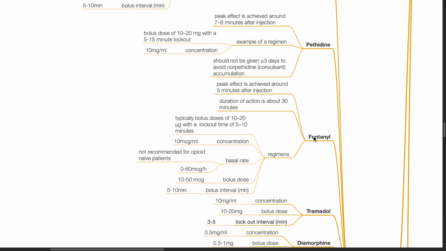Fentanyl. Peak effect is achieved around 5 minutes after administration. Duration of action is about 30 minutes to 1 hour. Regimens: typically bolus doses of 10 to 20 mcg with a lockout time of 5 to 10 minutes. Concentration is 10 mcg per ml. Basal rate is not recommended for opioid-naive patients. However, if used, it can be run at 0 to 60 mcg per hour. Bolus dose ranges from 10 to 50 mcg. Bolus interval 5 to 10 minutes.